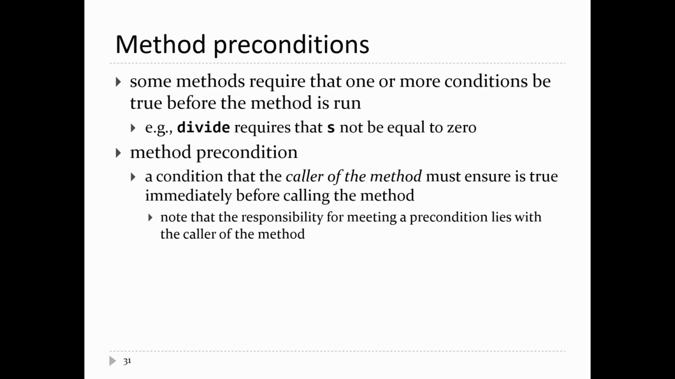Okay, so a method precondition is a condition that must be true before a caller uses a method. For example, some methods require that one or more conditions be true before the method is run. So if you wanted to divide the coordinates of a point by some scalar value s, it might be important that s not be equal to 0.